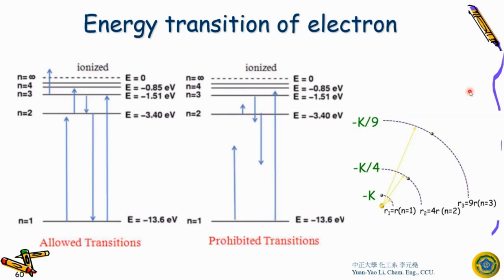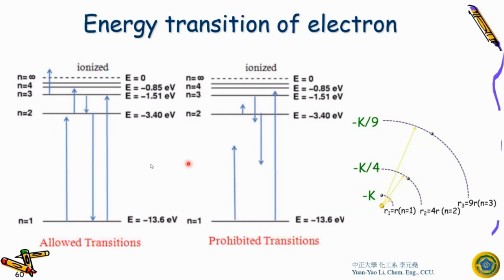Right. So here we want to talk about the energy transition of the electron. As you know, we know the energy here, and we know the radius here. So this is the energy diagram. If I have an electron in the ground state, and I give energy to this electron, the electron will pop up. But if I give energy of a certain amount, this is what? It's three out of four, right? Three-fourths of the energy. And then this electron will jump from here to here, right? So this is an allowed transition.